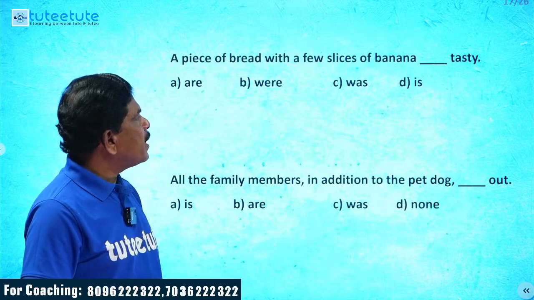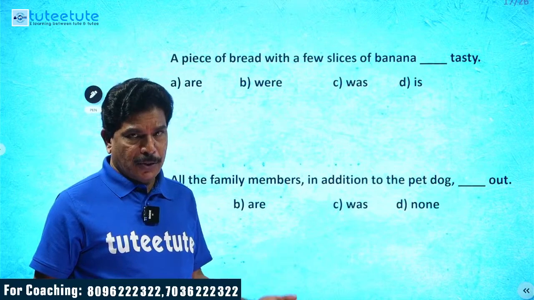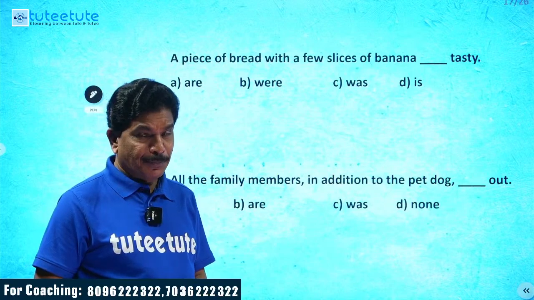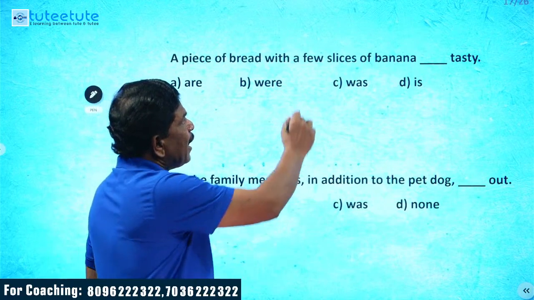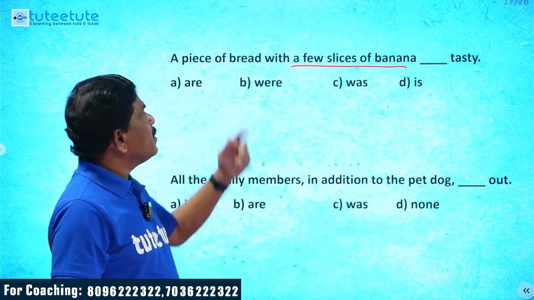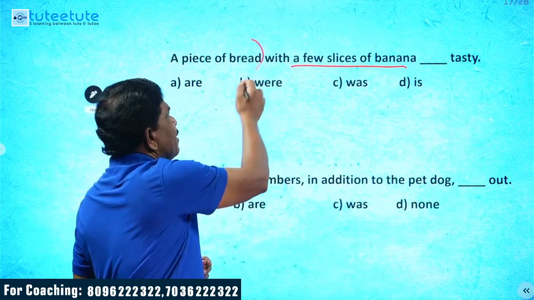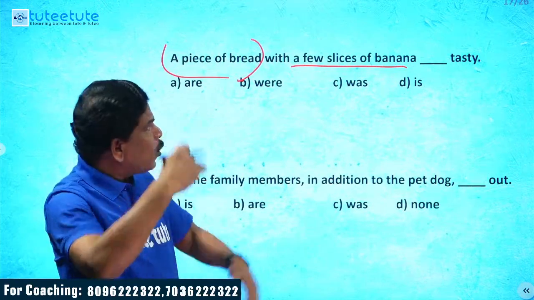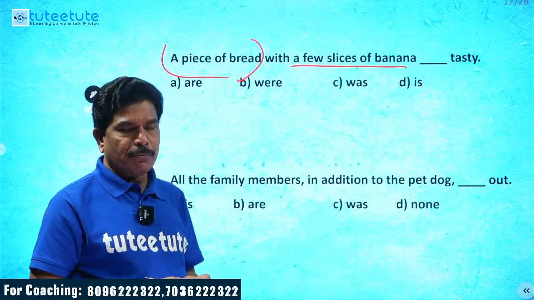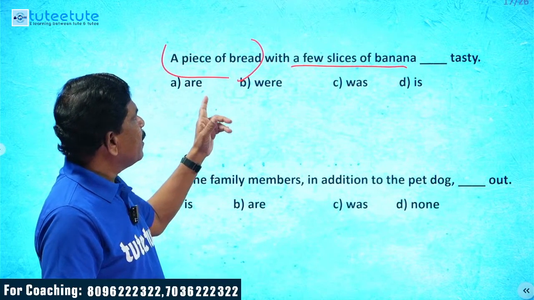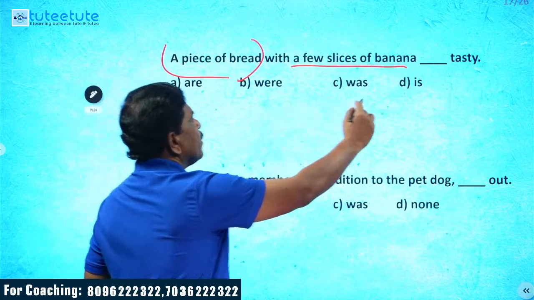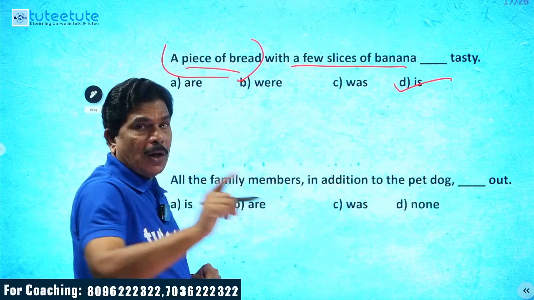Then a piece of bread with a few slices of banana dash tasty. A piece of bread with a few slices of banana. Is it singular or plural? A few slices of banana. Is it the actual subject or a piece of bread, which is the actual subject? The actual subject is a piece of bread. And you are taking along with that a few slices of banana. The actual subject is a piece of bread, a slice of bread. Here, a piece of bread with a few slices of banana is tasty. Is, because there is only a single piece.